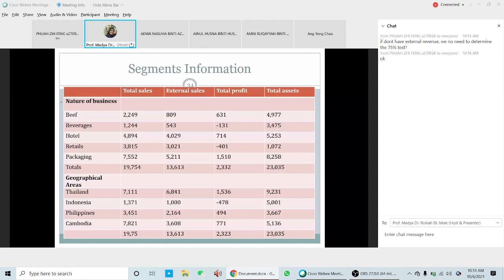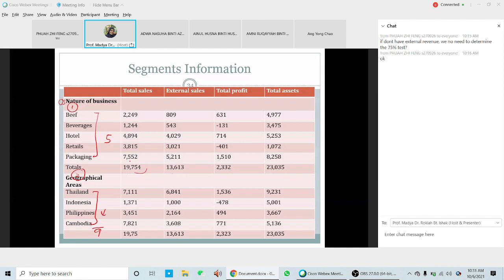We have to make sure that the total of the nature of business here, either total assets or sales or profit, external sales and profit here, should equal. So this one should equal to this one. It's supposed to be 4. Just change this one to 19. And then this one should equal this one.